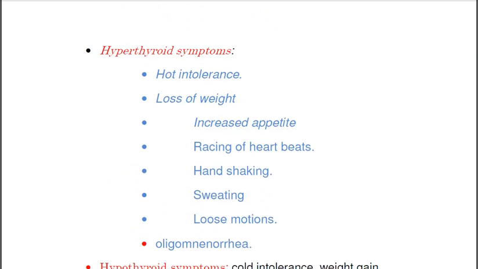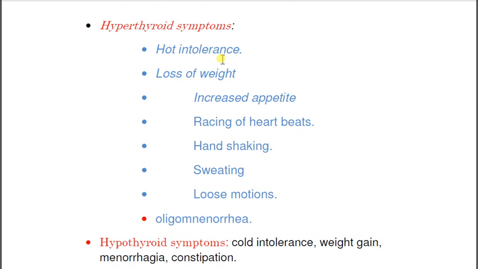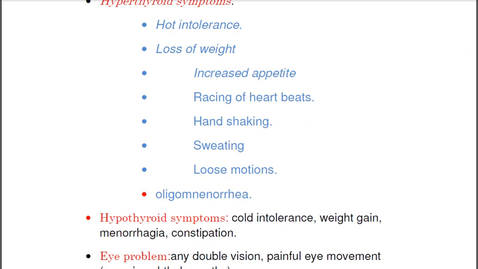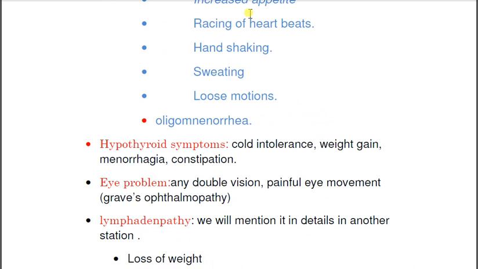Hyperthyroid symptoms. Any heat intolerance, loss of weight, increased appetite, racing of heartbeats, hand shaking, sweating, loose motions, and anxiety. What about your periods if a female patient? Hypothyroid symptoms: if the hyperthyroid symptoms are positive, no need to ask about hypothyroid symptoms. If the hyperthyroid symptoms are negative, then ask about hypothyroid symptoms. Any cold intolerance, any weight gain, any bad mood, constipation.